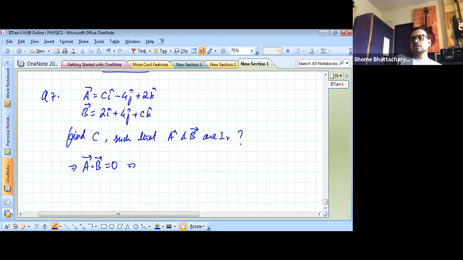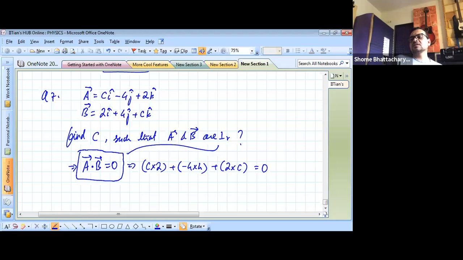So that in turn implies, apply the dot product. So c into 2 plus product of y components, so that's minus 4 into 4, plus product of z components, so that is 2 into c should be 0. This is the perpendicularity condition. When two vectors are perpendicular, the condition is that their dot product should be 0. So 2c minus 16 plus 2c is equal to 0. So that will give you the value of c as 4. This should be your answer.